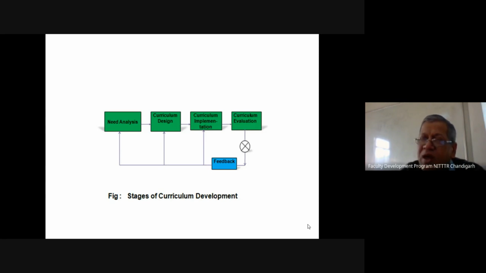So sometimes at NITTTR Chandigarh, we get a project to design the curriculum for a new program. For example, some time back, there were a number of participants from Haryana. From your state, we got a project to design a diploma course in artificial intelligence and machine learning. This is one project which we got from the state of Haryana, a diploma program in artificial intelligence and machine learning.